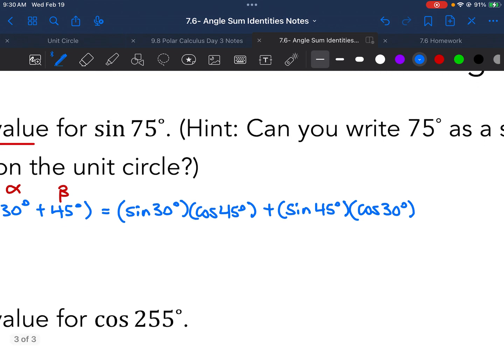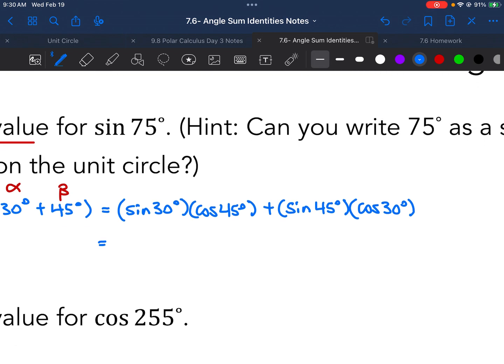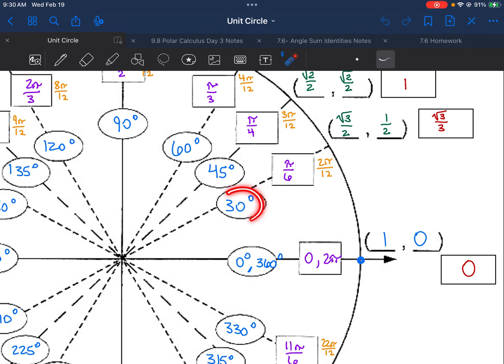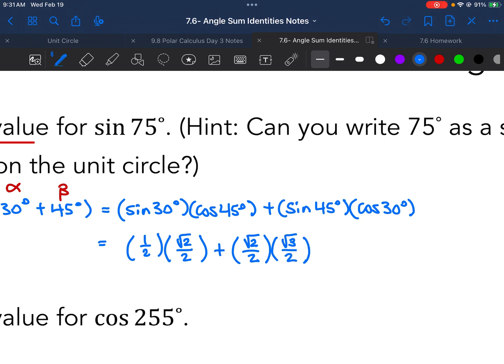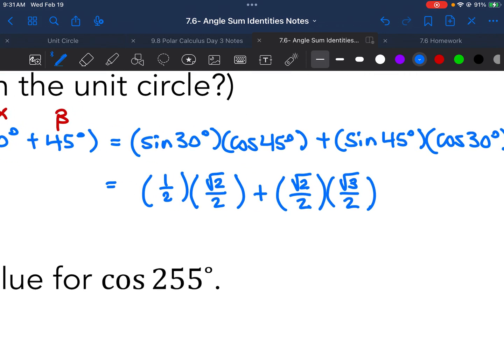Okay, now we use our unit circle to get these values. Sine of 30 degrees. Well, we should have our unit circle memorized, but sine of 30 degrees, that's 1/2. Right there. Cosine of 45 degrees, square root 2 over 2. Plus sine of 45 degrees, also square root 2 over 2. Times cosine of 30 degrees, which is square root of 3 over 2. Now it's simply an algebra problem. We're multiplying these together and then adding.